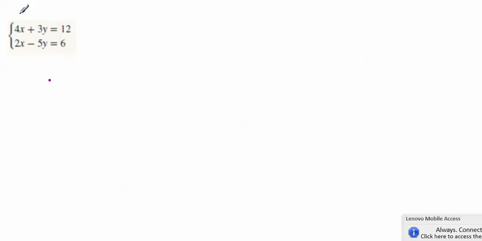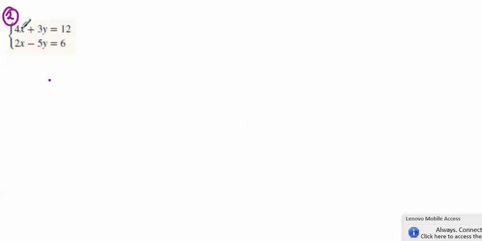My second example, 4x plus 3y is equal to 12, and 2x minus 5y is equal to 6. Again, make sure your x terms are lined up, your y terms are lined up, and your constants are lined up. So we don't have to do any extra work with that.